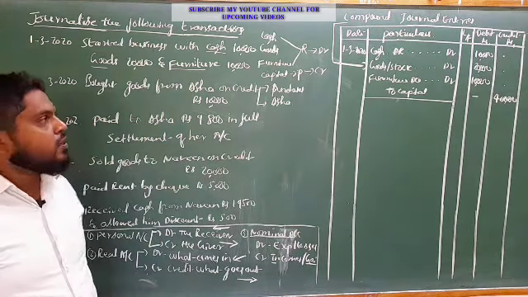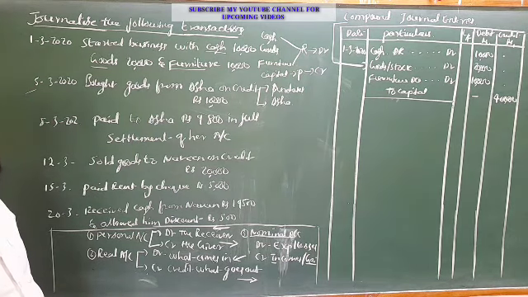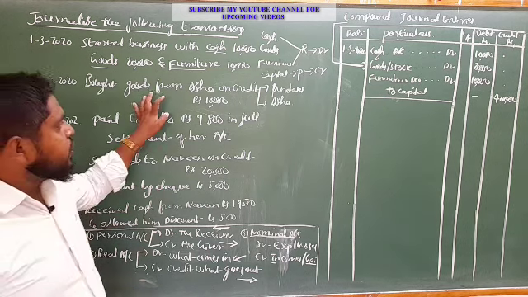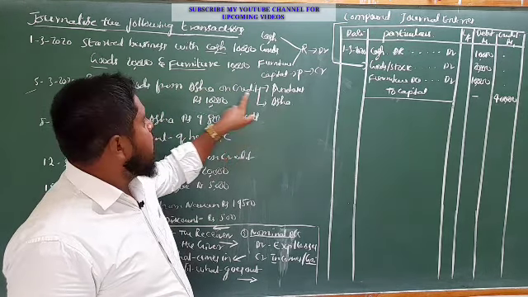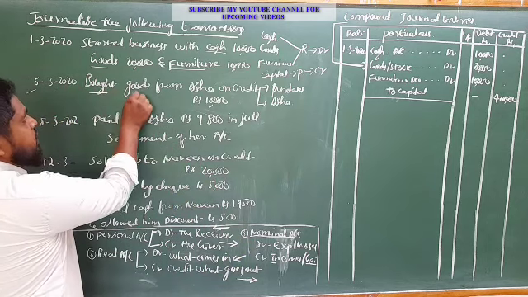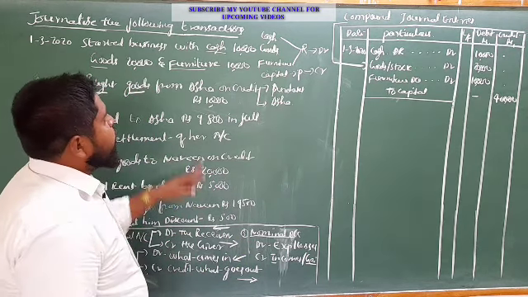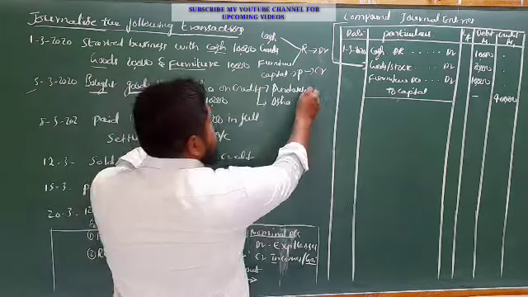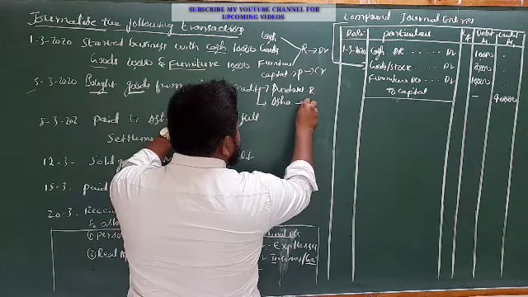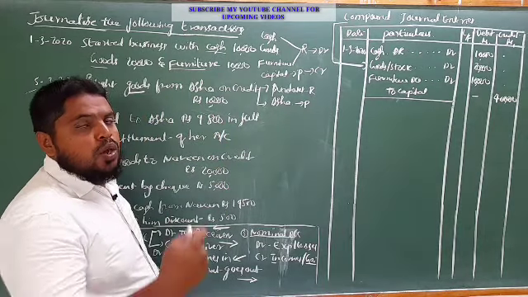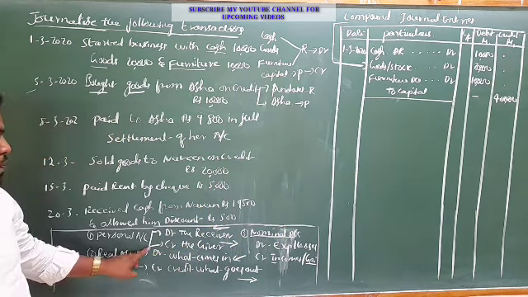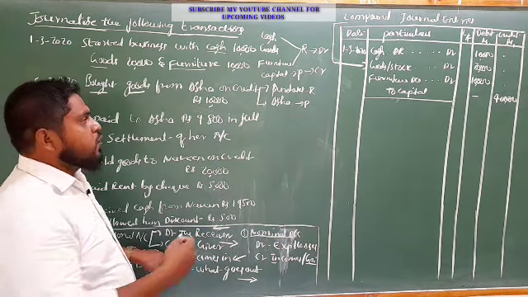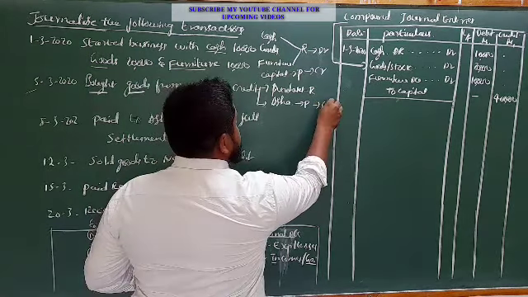Before passing the entries, you have to analyze the transaction. In each transaction, you have to find out the accounts involved. So in this transaction, two accounts are involved: purchases account and Asha account. Bought means purchased goods here. From whom? Asha. So purchases is a real account, Asha is a personal account. Purchased goods from Asha. Asha is the giver. So credit the giver, personal account, credit the giver.